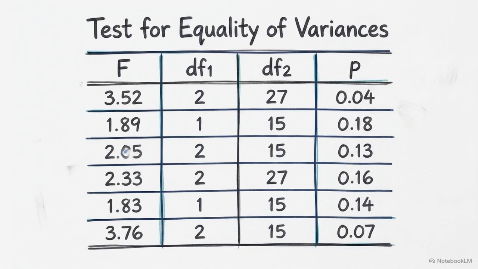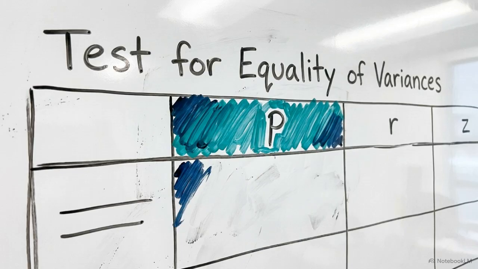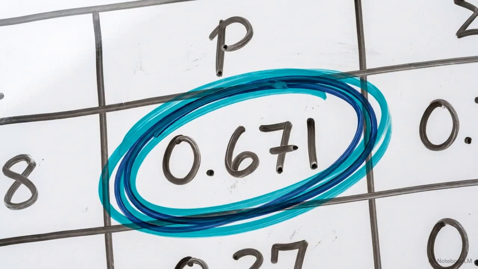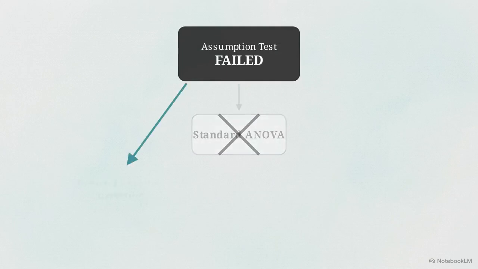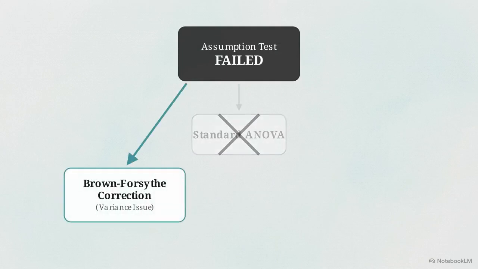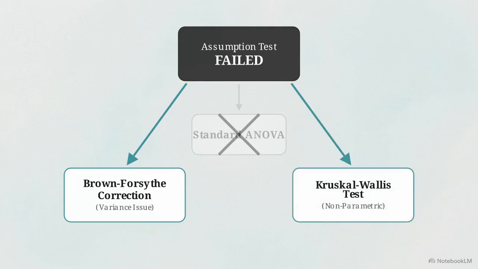Next, check Levene's test for the homogeneity of variance assumption. For the ANOVA to be reliable, we need a non-significant p-value here. Our result is above 0.05, meaning the variances between our diet groups are statistically equal. If your data fails this test, you cannot use a standard ANOVA. You would instead need to report the Brown-Forsythe correction, or consider the non-parametric Kruskal-Wallis test.